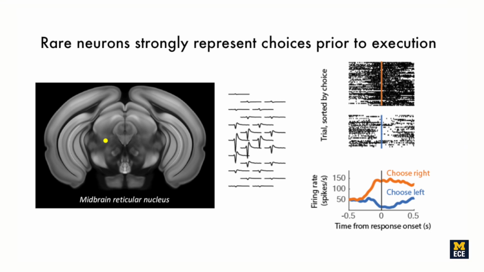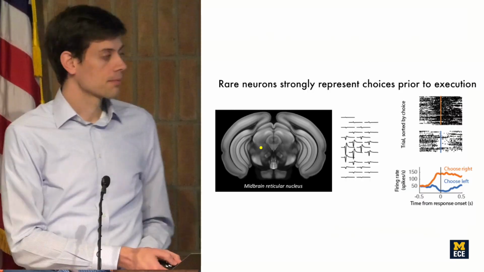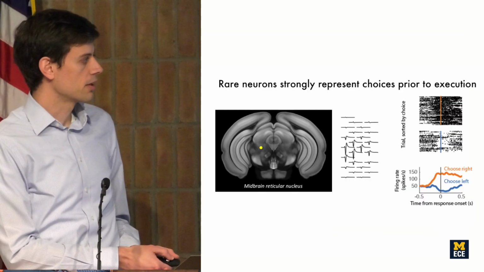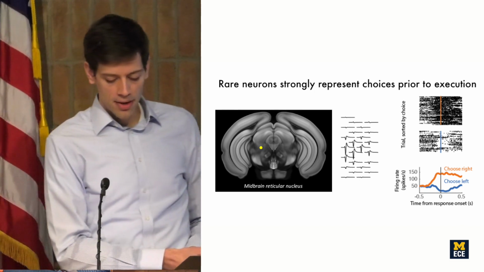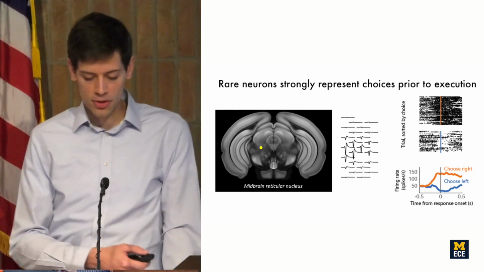However, we also recorded these subcortical structures. And so now I'm coming back to the midbrain reticular nucleus. In this structure, we found neurons like this one, where they not only encode the choice of the mouse much more strongly than the neurons in cortex, but also earlier. So this neuron, you can see, discriminates between leftward and rightward choices about 100 milliseconds or more before the choice onset.